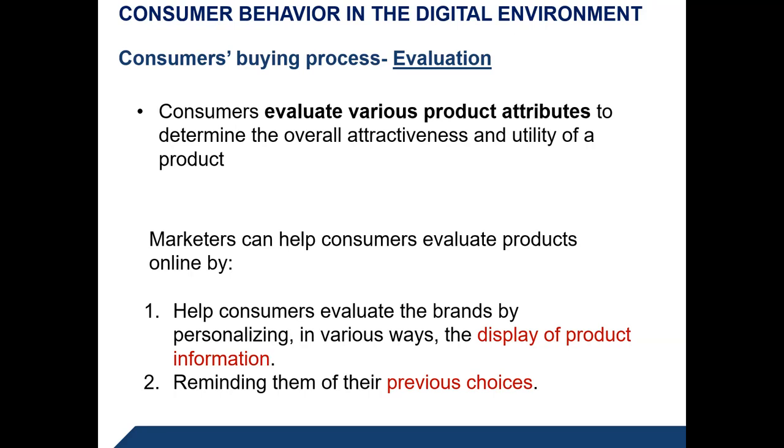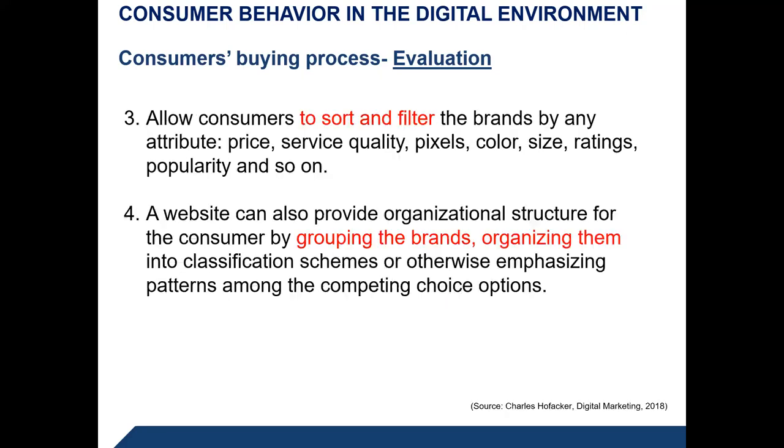So what can the marketeers do to help consumers evaluate the product? The very first one is the way that information is organized. And the second one is to remind them of their previous choices. So those are some of the factors. Other features that the retailers offer on their website are the sort and filtering tools, and also the way that the brands are organized.